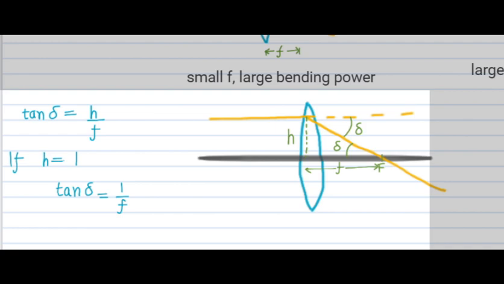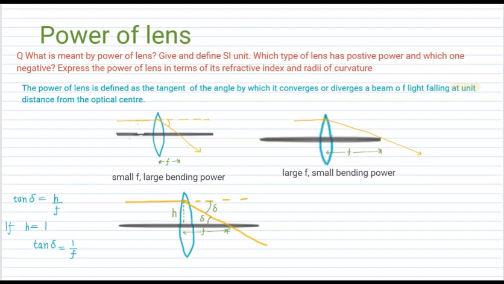From the definition you can look, the power of a lens is defined as the tangent of the angle by which it converges or diverges a beam of light falling at a unit distance. Fine. So this is the definition for power. This tangent is your power.